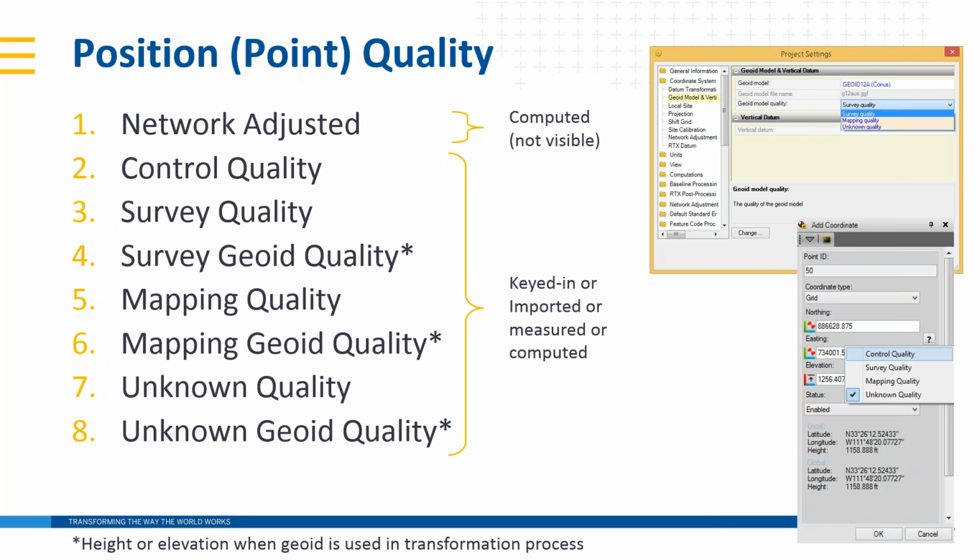Similarly, when you have GNSS observations, you will have lat, long, and height, and then applying the geoid gives you the elevation coordinate. So you have to make sure that if your observations are survey quality, your geoid is of close quality and not left as an unknown quality or mapping quality. You do want the geoid quality to be realistic. If it's not a good geoid, you don't want to be saying that it's survey quality. And if it's a good geoid, you don't want to say it's an unknown quality. So it needs to be realistic.